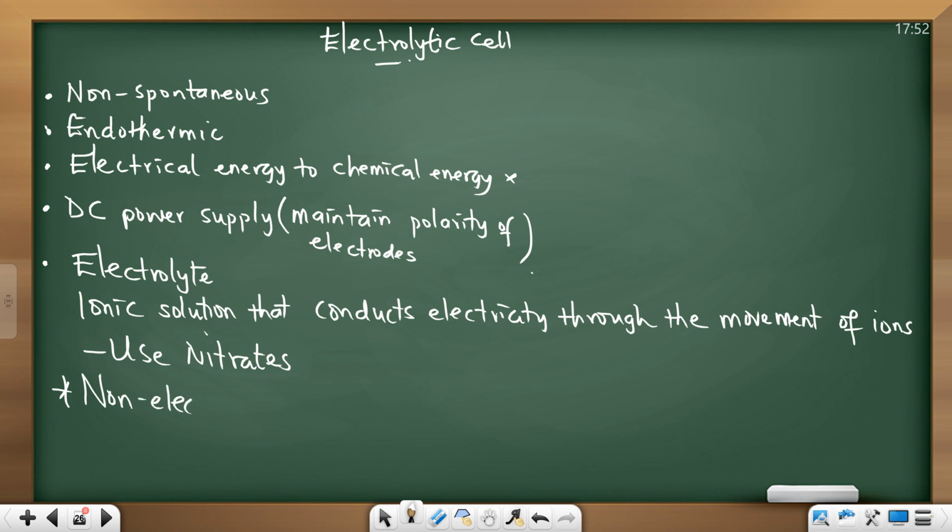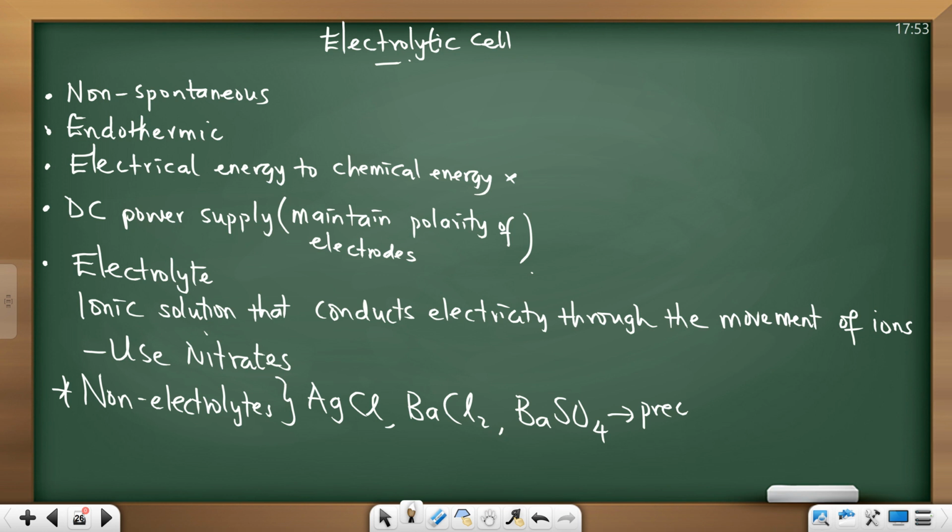Non-electrolytes are things that cannot be used as electrolytes. Write this down for when they ask for electrolytes. Barium chloride, barium sulfate, these are called precipitates. They must never be used as electrolytes because they are solid.